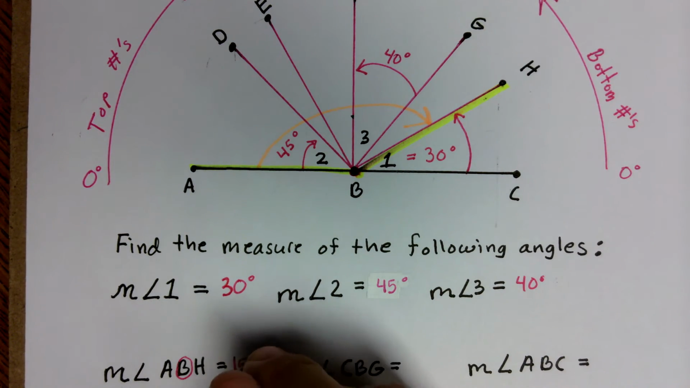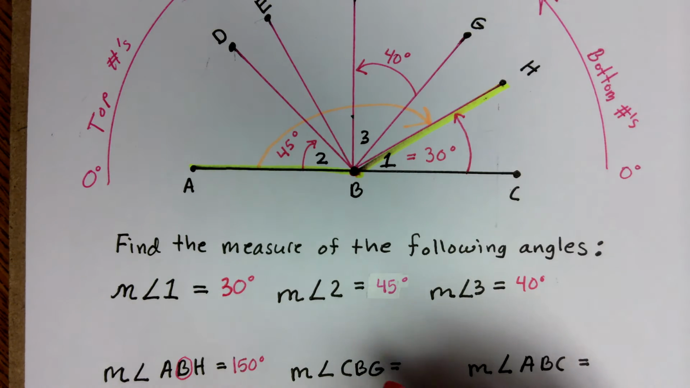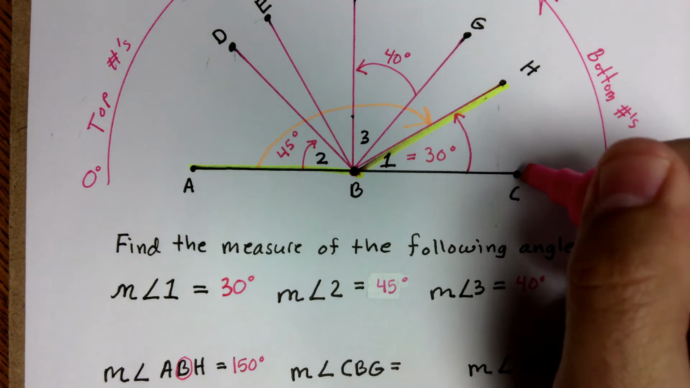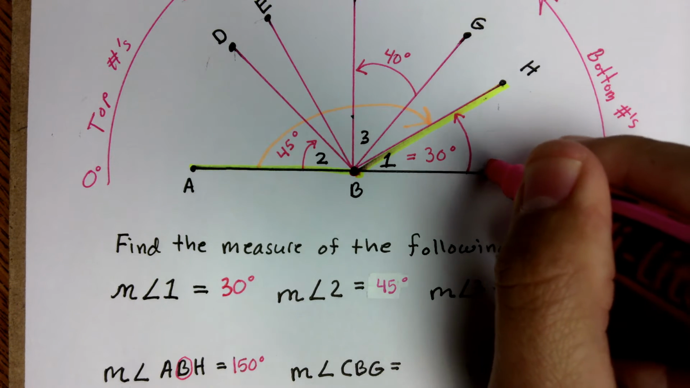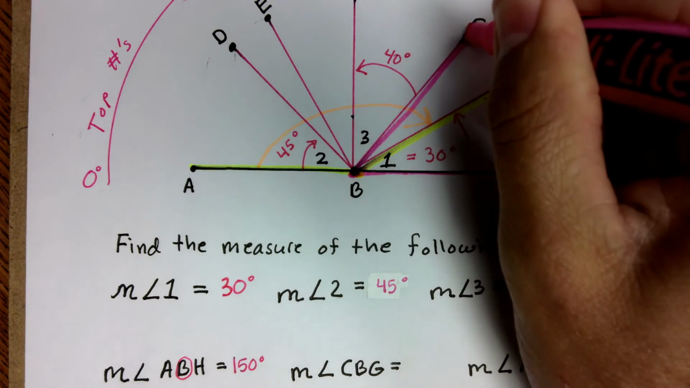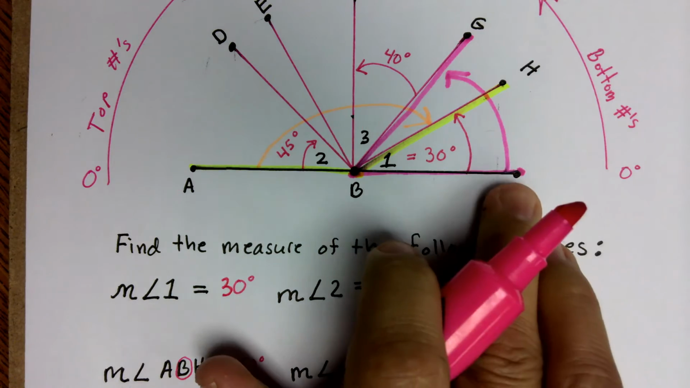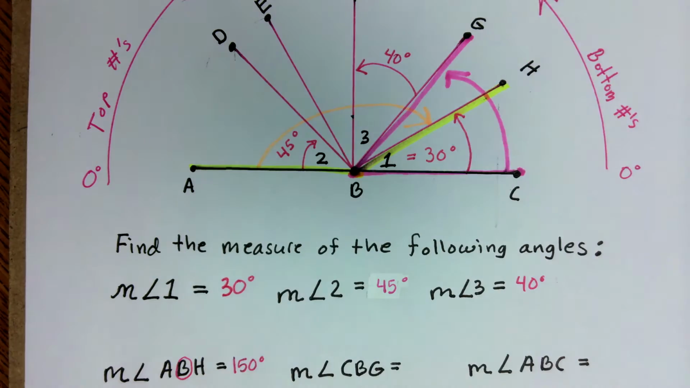So 150 degrees. Now next I'm going to find angle CBG. So I'm going to highlight that one with my pink highlighter. So I'm looking for C, B, and G. So here's C. I'm going to go over to B, and then I'm going to go up to G. So again, now we're going to be looking from the right over to the left.